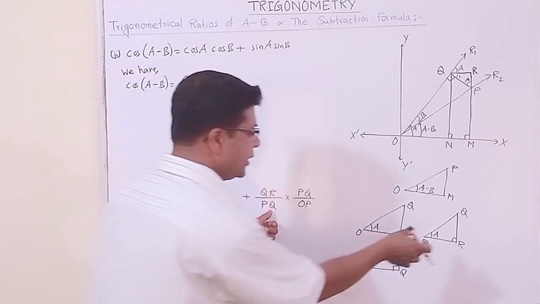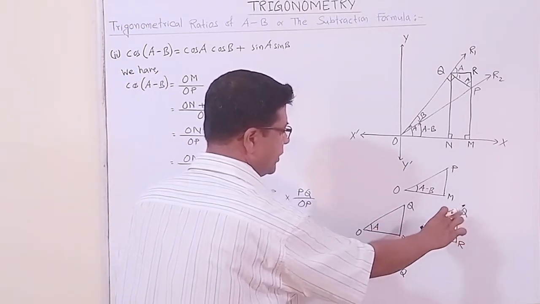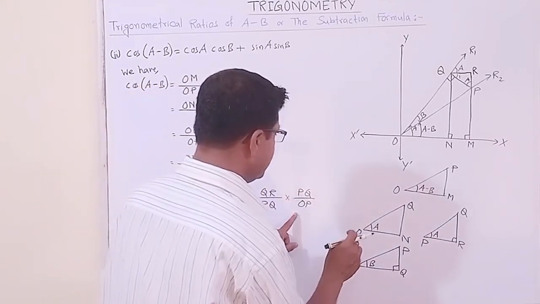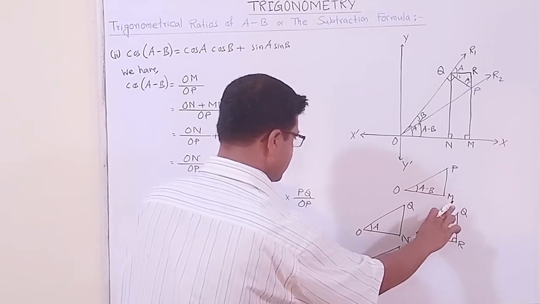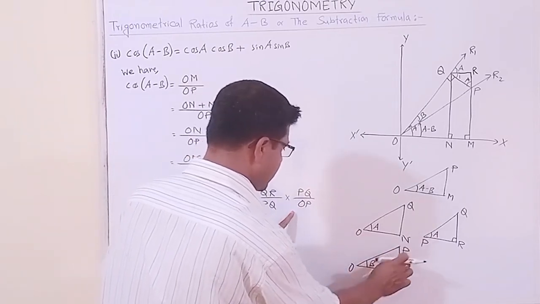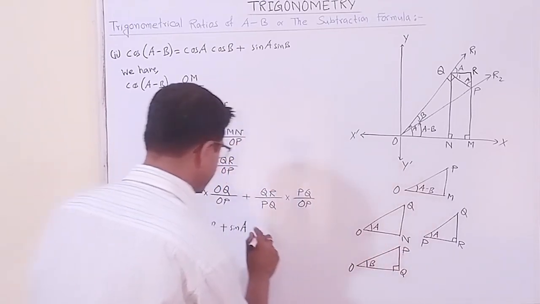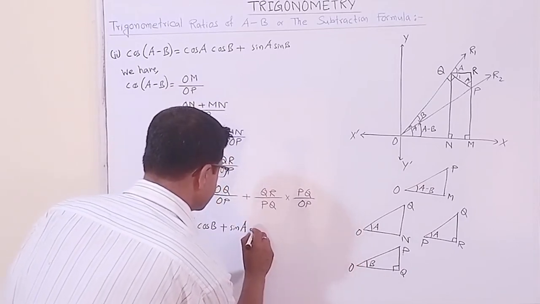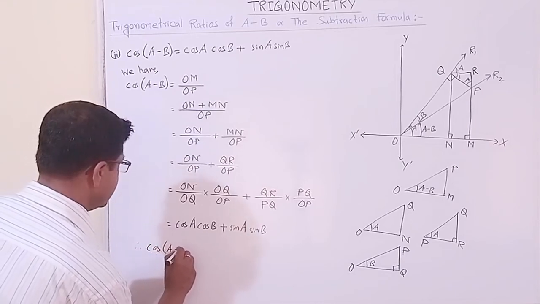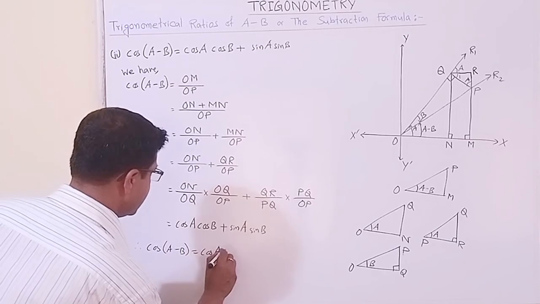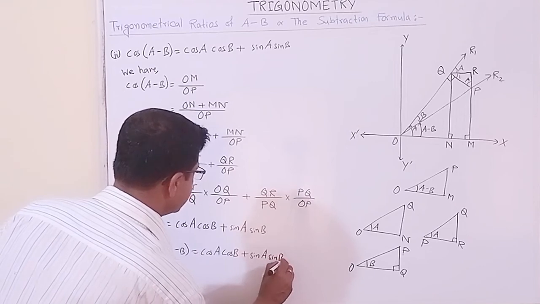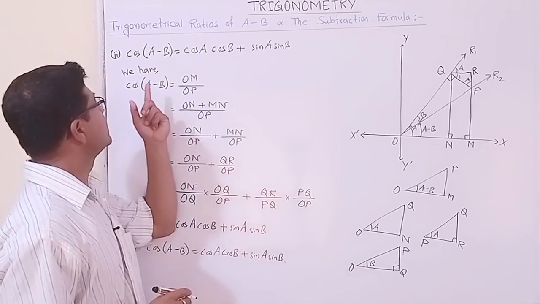Then this QR perpendicular by hypotenuse, QR by PQ, this is sine of A. And here again PQ. Where will we get it? Not this triangle, here. Here we will see PQ by OP, that is perpendicular by hypotenuse, which is sine of B. Thus we have derived cos of A minus B: cos of A cos of B plus sine of A into sine of B. Understood? Next we will move to tan of A minus B.